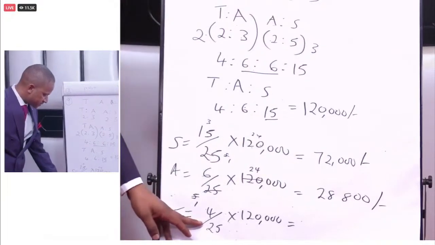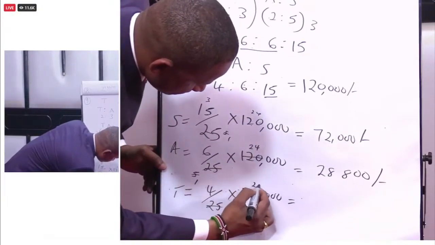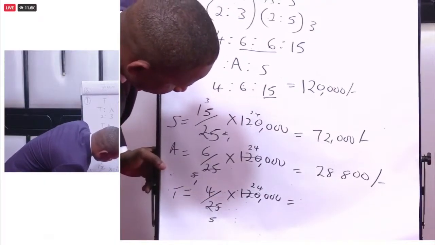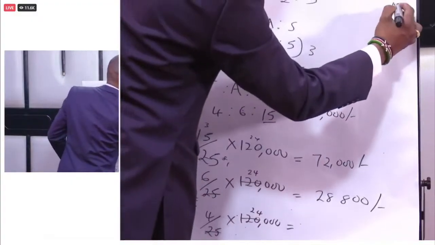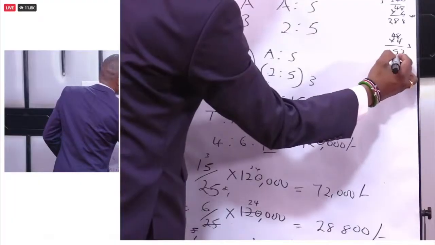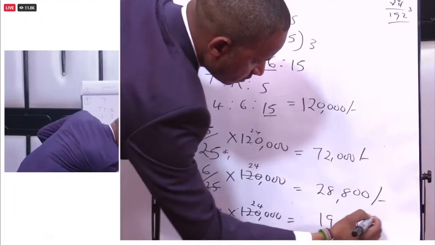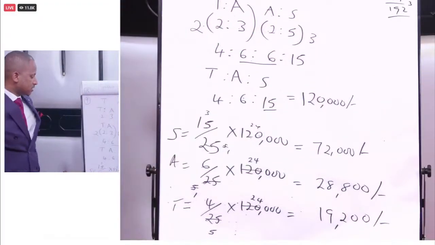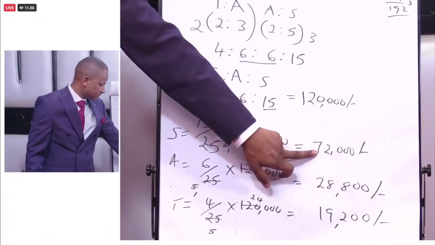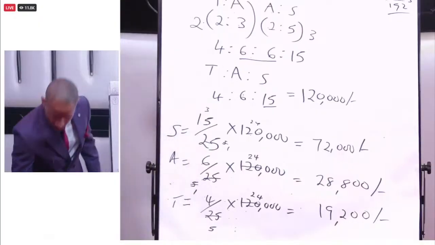And what about the last person? 5 here 5, 5 here 24. So that is 48 times 4. That is 32, carry 3, 16, 19, 19,200. So these are their contributions. So what does the question want? Sifuna's contribution, which is 72,000. Just that, class. Then we go to the next question.